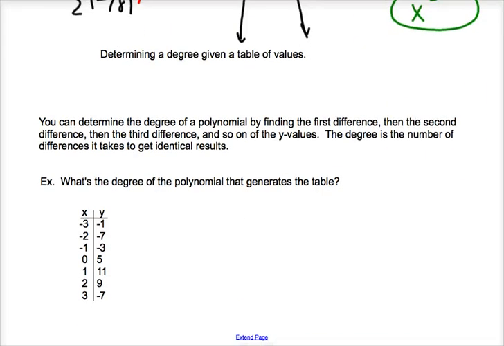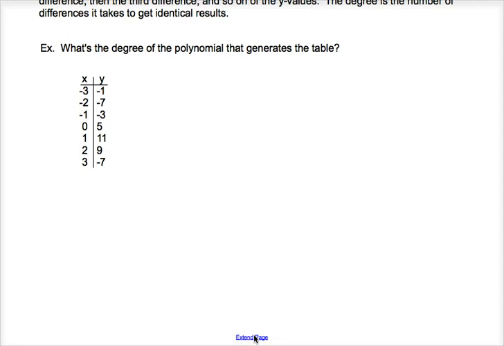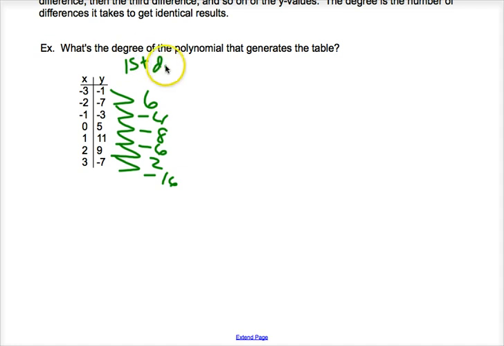Okay, and then the last thing, you're going to figure out the degree of the polynomial that gets you this list of numbers. This is kind of cool. All you do is subtract a number minus what's below it. So -1 minus -7, that's 6. -7 minus -3, -4. -3 minus 5 is -8. 5 minus 11 is -6. 11 minus 9 is 2. 9 minus -7 is 16. This is called the first difference. You go until you come up with all the same numbers.